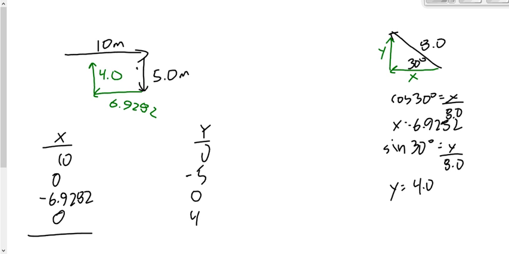What do we get here? 10 minus 6.92. 3.0718. And we add these up. This one's easy, -1. We redraw it. 3.0718 and 1 down.